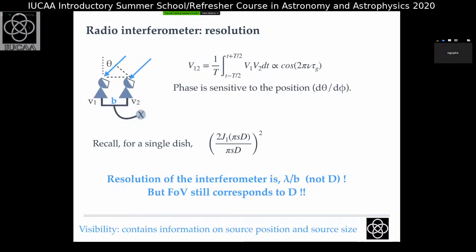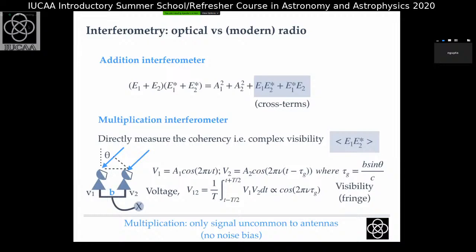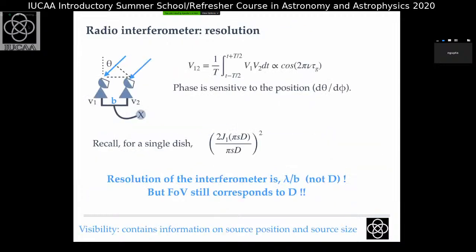And another thing you can see is that the phase term, 2 pi nu tau g, is very sensitively dependent on the position of the source in the sky. That is theta. As theta changes, this phi will also change, d phi over d theta. So you can work this out for a simple example.